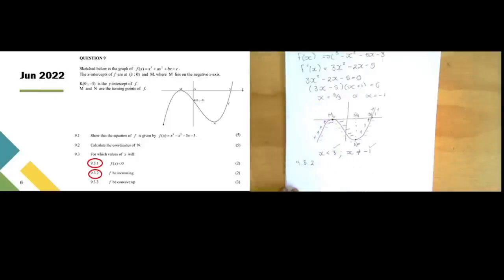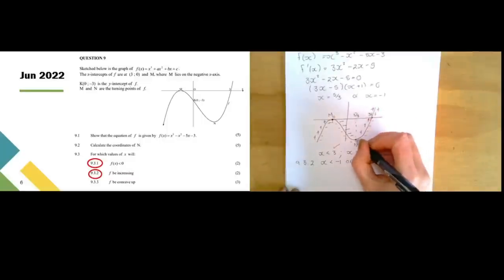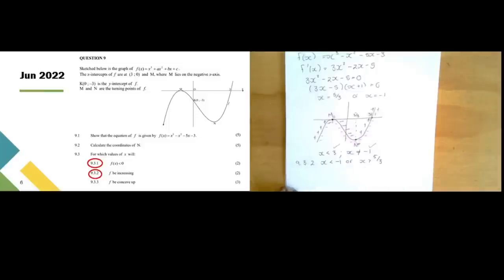So for which x values will my graph be increasing? It's all the x's smaller than negative 1, or, remember, not and, or all the x's greater than, what was my x value there? 5 over 3. 2 marks once again. Where did the 2 marks go? 1, 2. Please remember, it's an or question and not an and.